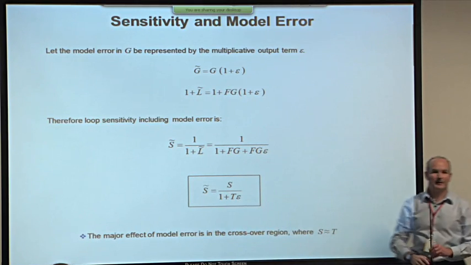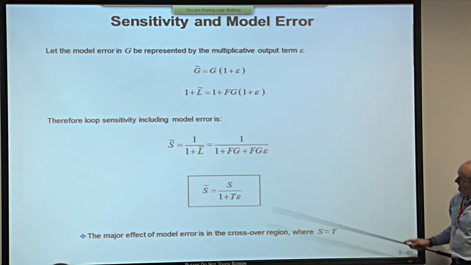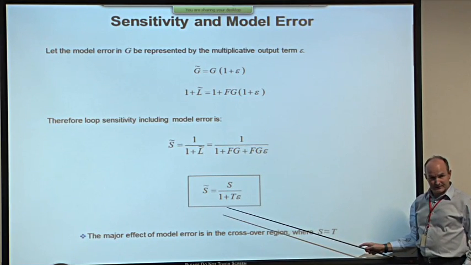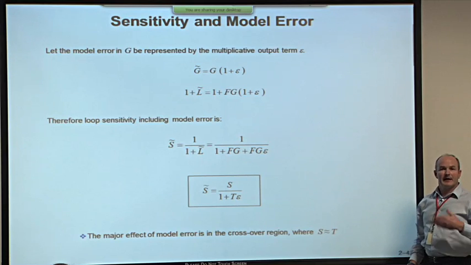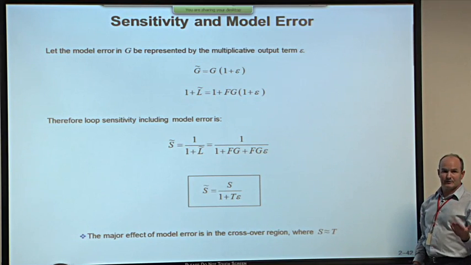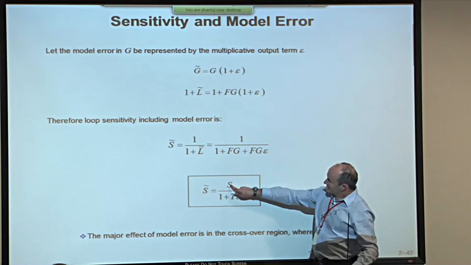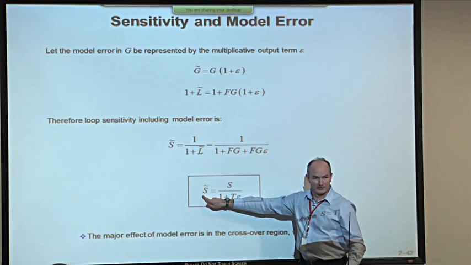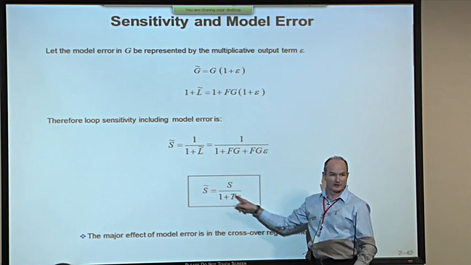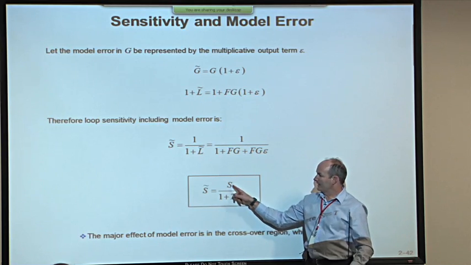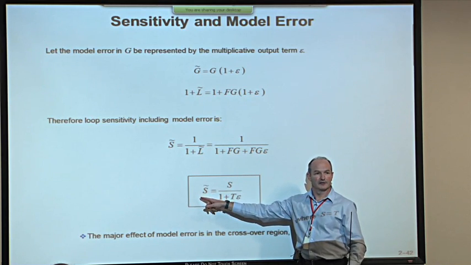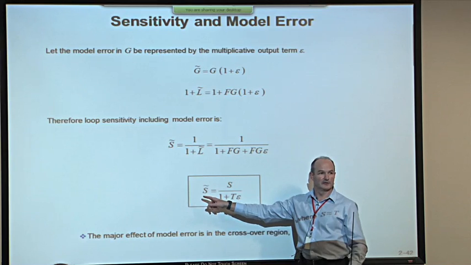Now, let's think about what this means. At low frequencies, remember, typically s is close to 0 and t is close to 1. We have good reference tracking and we have 0 sensitivity to disturbances. So if this is 0, S tilde is going to be close to 0 no matter what this thing is doing down the bottom. So S and S tilde are pretty good. Plant model errors have little effect on our ability to reject disturbances.